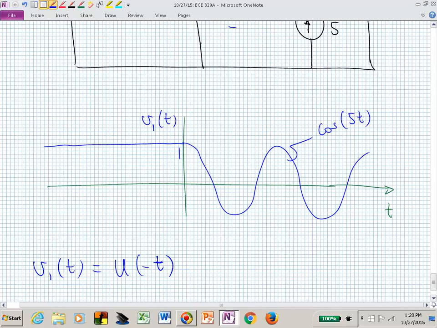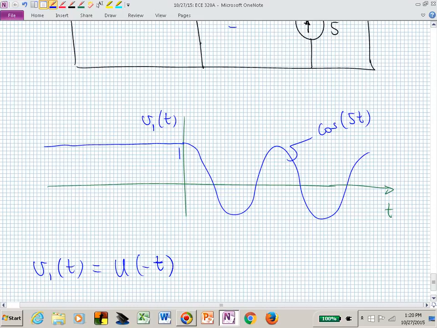If I do it for time t equals 6, what's u of minus 6? What's the unit step of minus 6? If the argument is negative, it's 0, isn't it? So u of minus t gives me that negative time history value for v sub 1 of t.